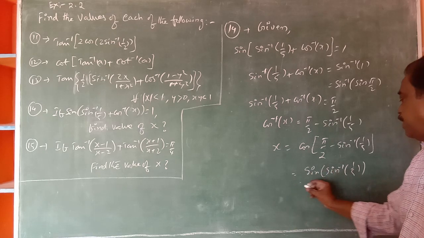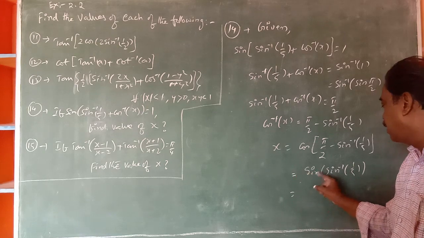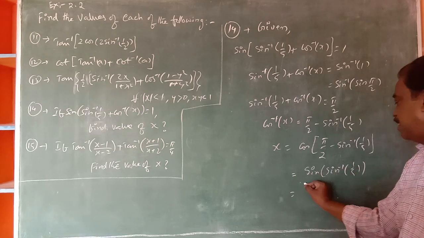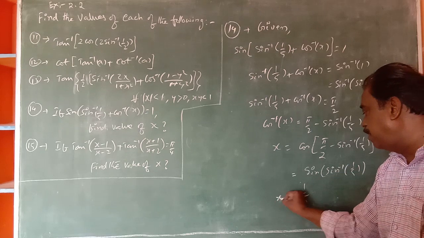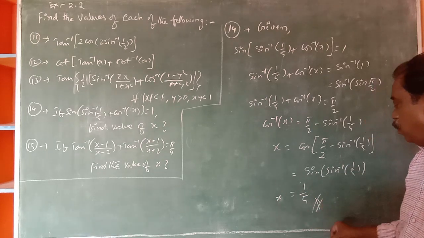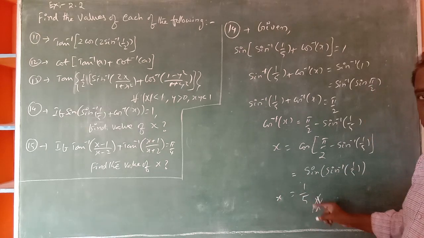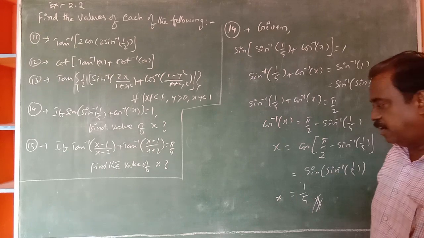Sine of sine inverse, sine and sine inverse cancel, we get 1 by 5. So the x value is 1 by 5. Now that is it.